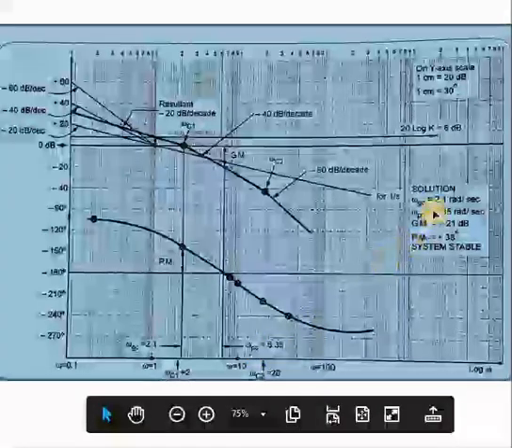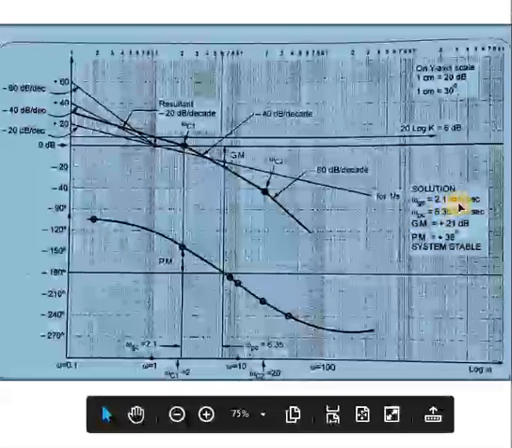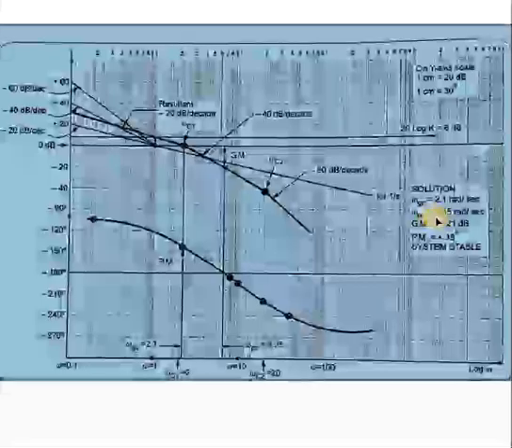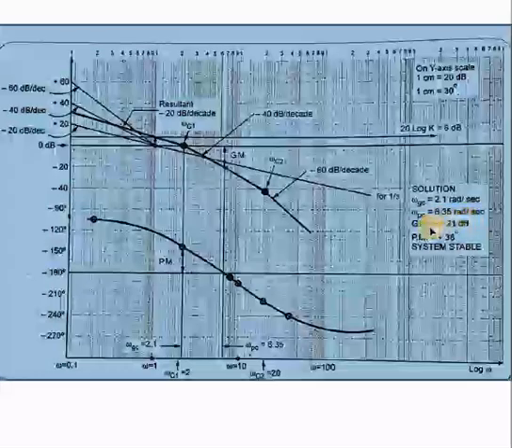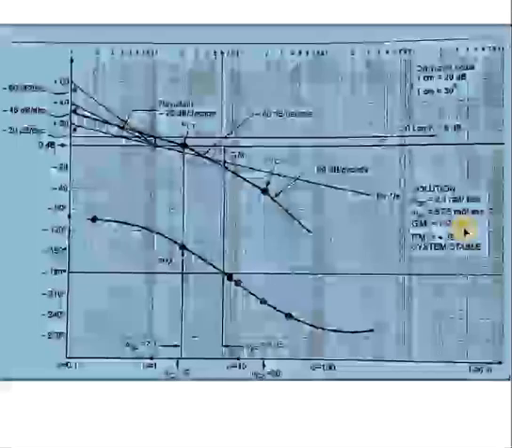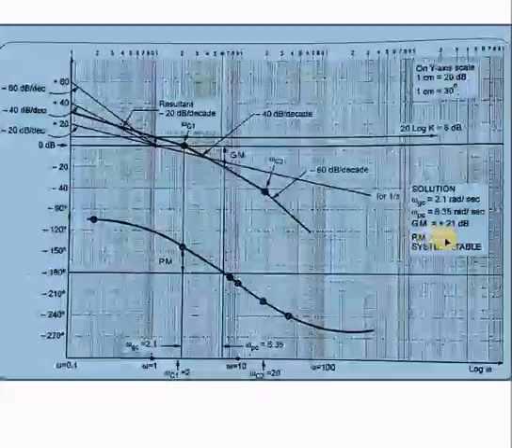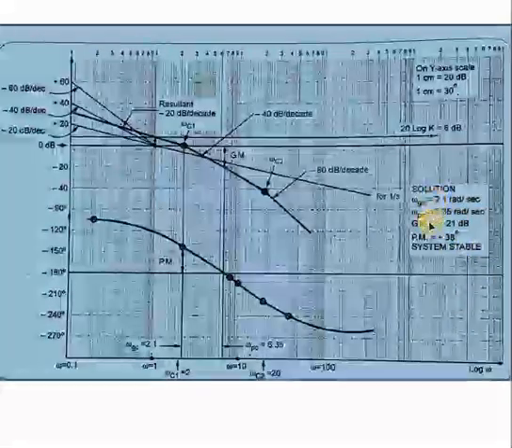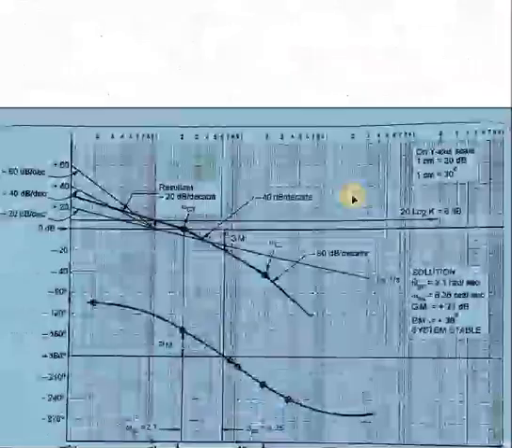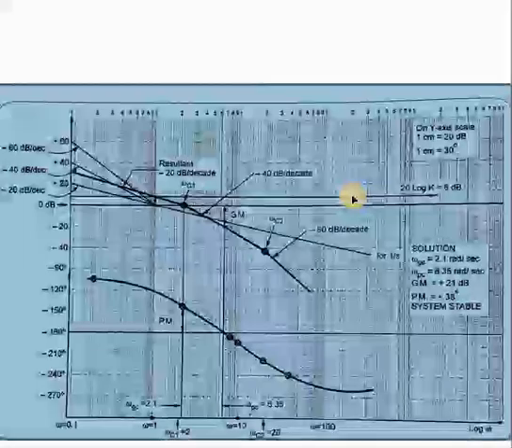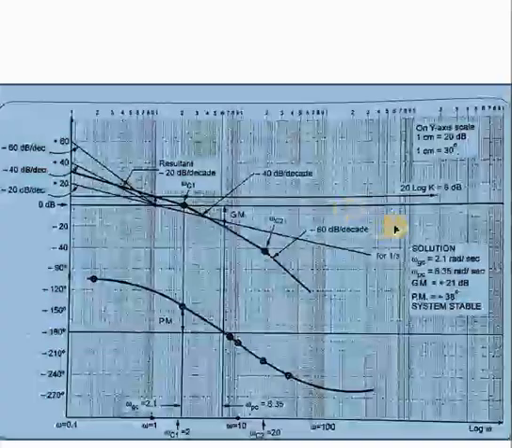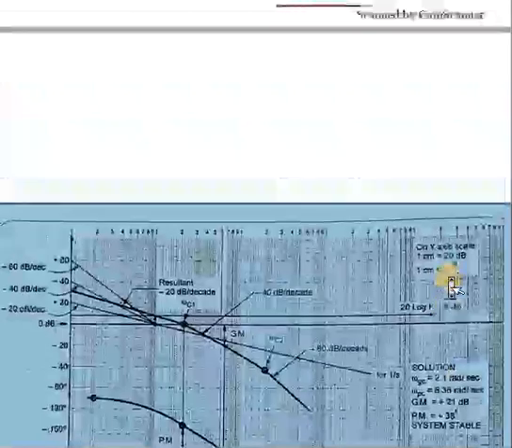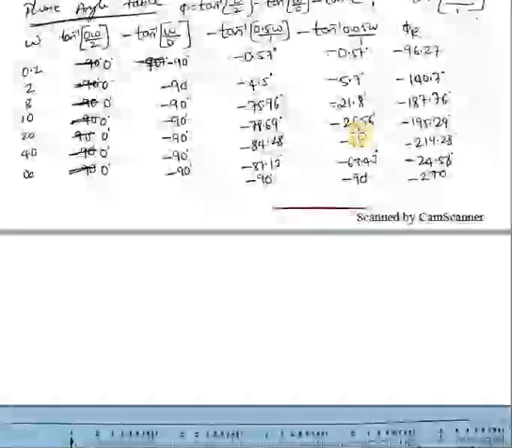So here the answers are: omega gc is 2.1 radian per second, omega pc is 6.35 radian per second, the gain margin is plus 21 dB, the phase margin is 38 degrees, and the system is stable. This is the comment. You have to write this answer after this table in the exam, because this graph will be at the beginning of your answer booklet. So on that booklet also you have to mention these answers, after this table.